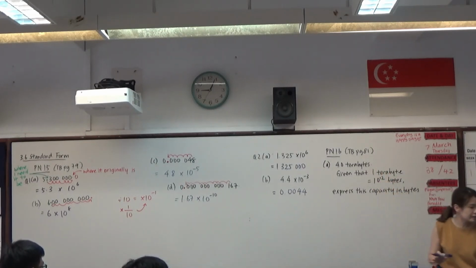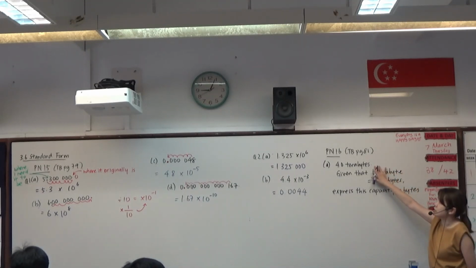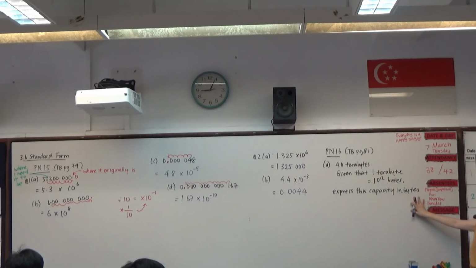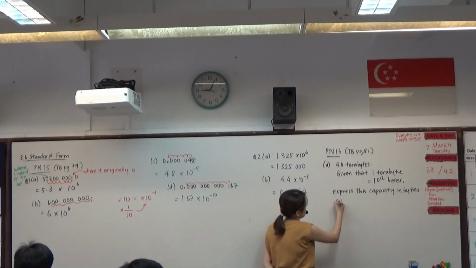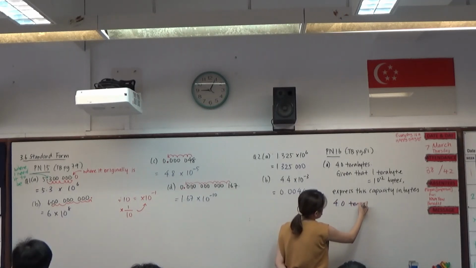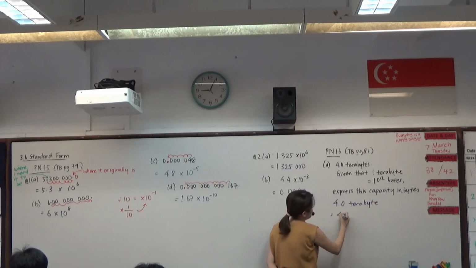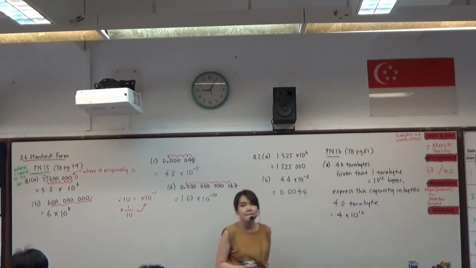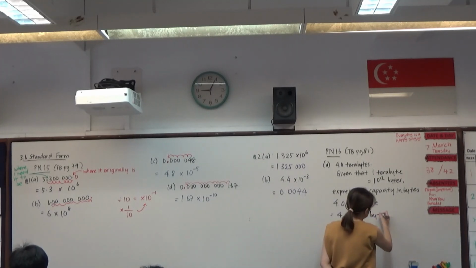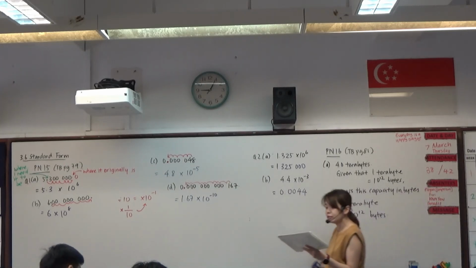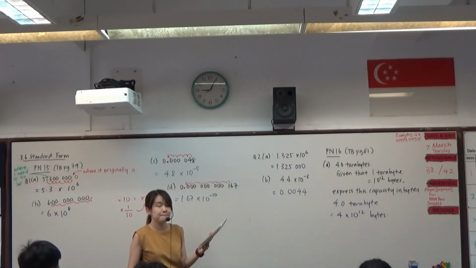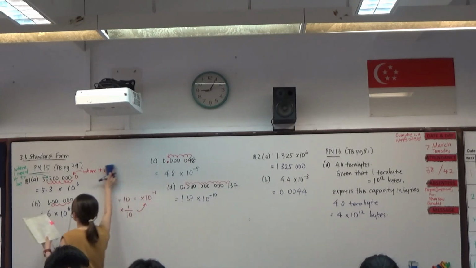So it says that this hard drive has a capacity of 4.0 terabytes, and we want to express it in bytes. 1 terabyte is times 10 to the power 12. So to do the conversion, we just times 10 to the power 12, and we'll get it in bytes already. Make sure you spell bytes correctly. The question said to be in standard form, so we just leave it this way.